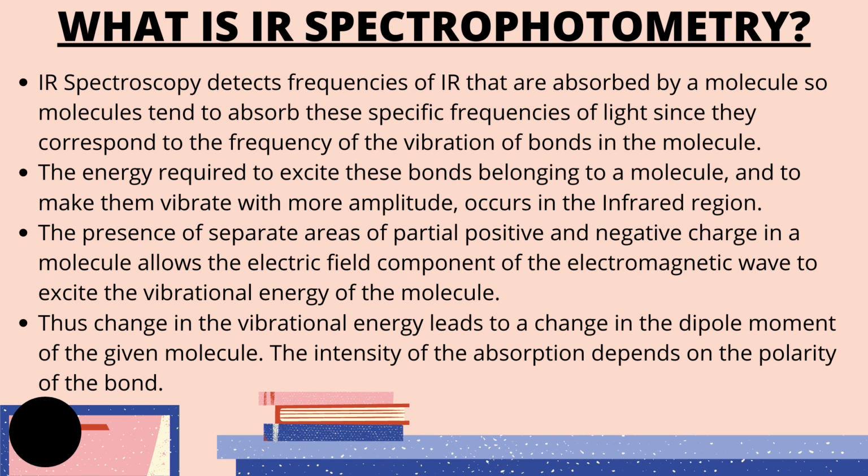A bond will only interact with the electromagnetic infrared radiation if it is polar. Now there's a presence of separate areas of partial positive and negative charge in a molecule, which allows the electric field component of the electromagnetic wave to excite the vibrational energy of the molecule. Thus, there's a change in the vibrational energy observed, which leads to a change in the dipole moment of that given molecule. And the intensity of the absorption depends on the polarity of the bond. One thing to note is that symmetrical non-polar bonds do not absorb radiation as they cannot interact with an electric field.